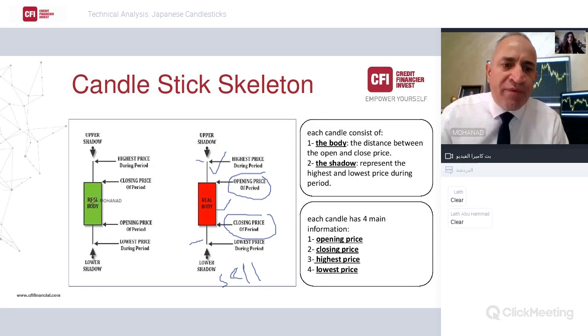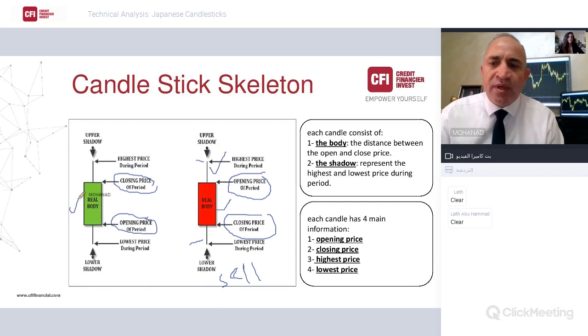While if we have a green one, we have a bullish market. That means the closing price is higher than the opening price. So it means buying in the market. Everyone who makes a buy position, of course, likes to see the green one or the white candle, while the one who makes a sell in the market would like to see the red one or the black one.